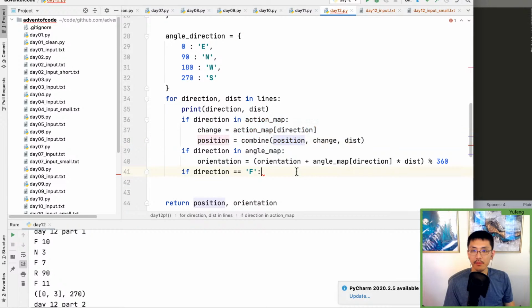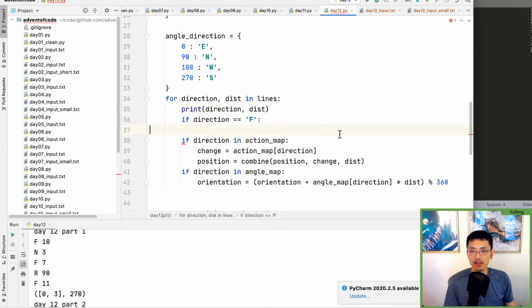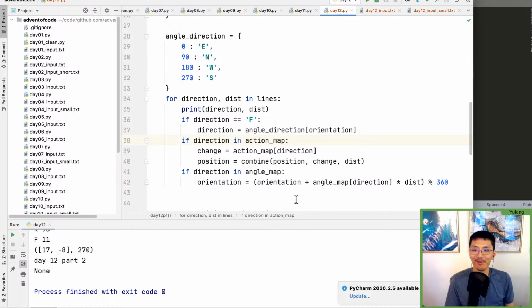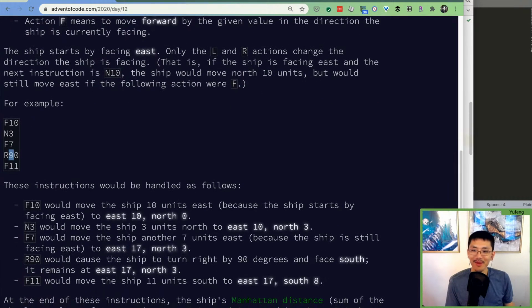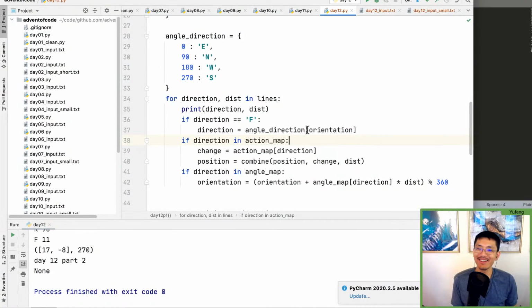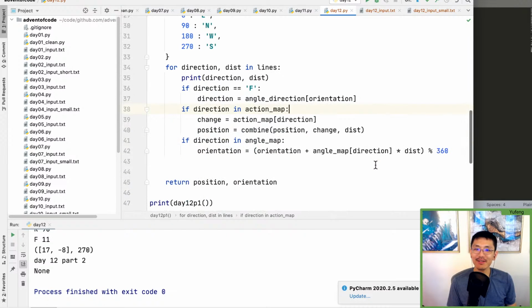You know, to the point where I want to do this. If F is in direction map, and at the end we'll say direction equals angle direction at whatever orientation they're in, that gives us a letter. So we change the letter to this other letter, and the distance is the same. So it'll work? Maybe? Yeah! That is a cheap way to do it. Love it.